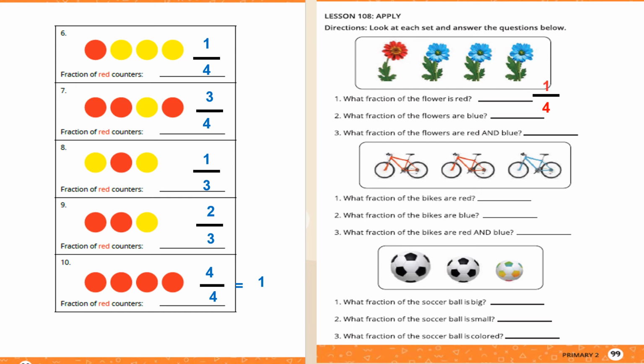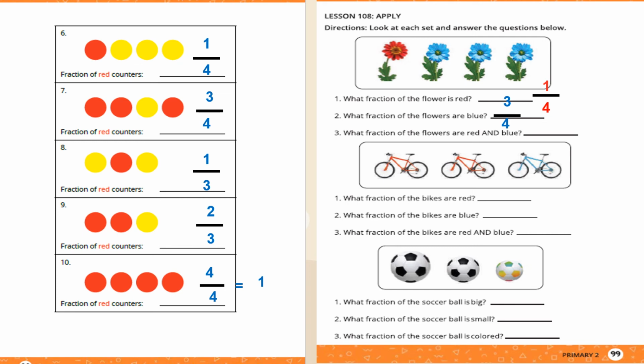1 over 4. Okay. Here, what is the fraction of the flowers that are blue? First, we must put the fraction bar. Then I put 4 flowers. Then how many flowers are blue? 1, 2, 3. So it will be 3.